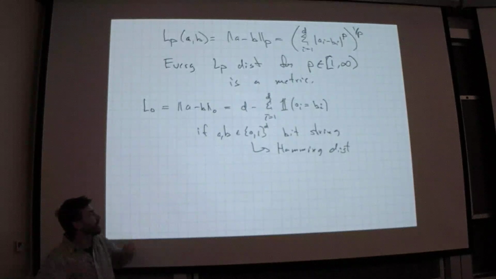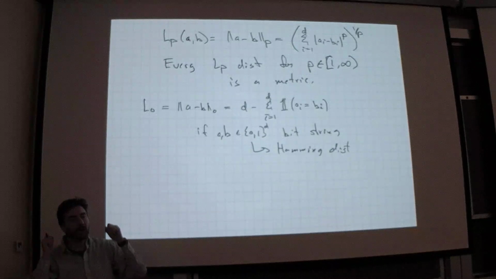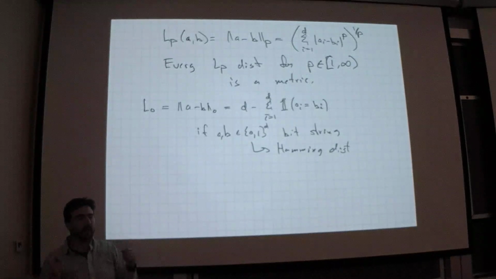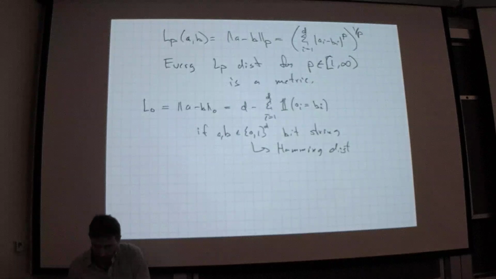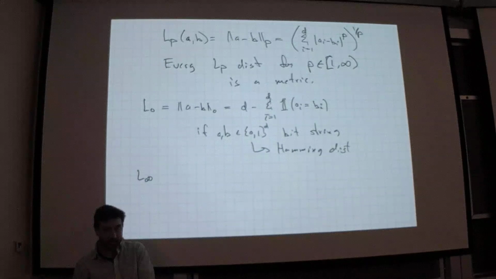But I could define this if they're real values as well. So it's just the number of items which are exactly the same. Okay, and then the L infinity distance also comes up.